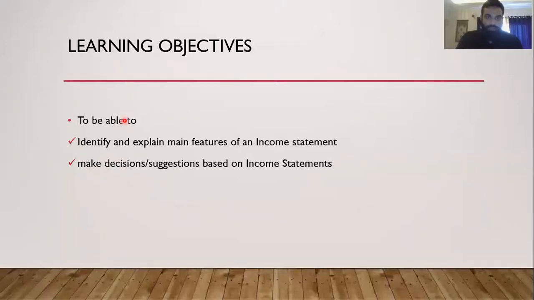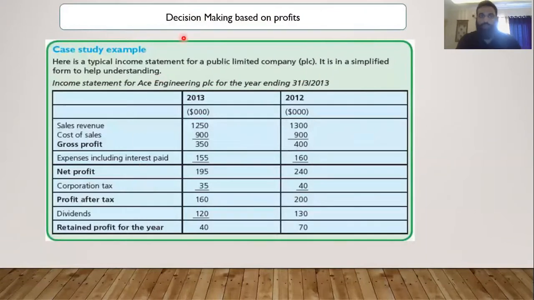The second learning objective: our goal is that we must be able to make suggestions, recommendations or decisions based on income statements. Now that we have some understanding of the income statement, we will try to analyze it, reach some conclusions, and on the basis of those conclusions, make some recommendations.